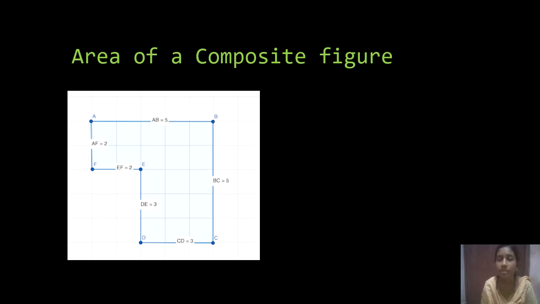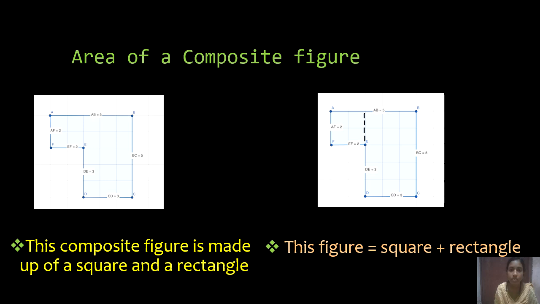The next step is, after finding the individual shapes, you need to find the area of each individual shape separately. Then you need to add all the individual areas together to find the area of the composite figure. This may be a little confusing for you. If you see the problem, you can understand it more easily. So now we are going to solve a problem on area of a composite figure.